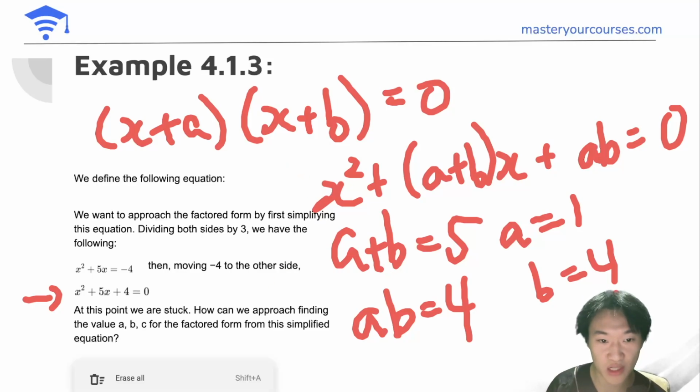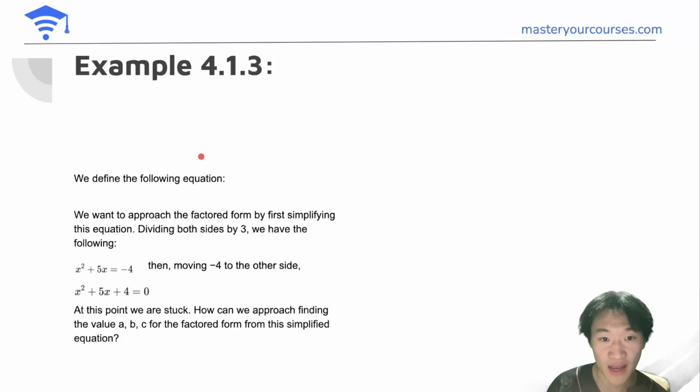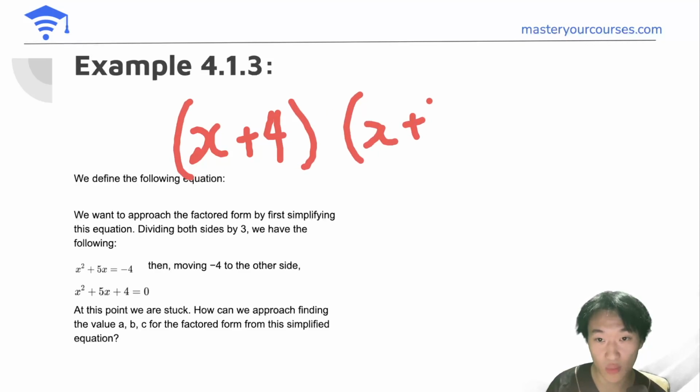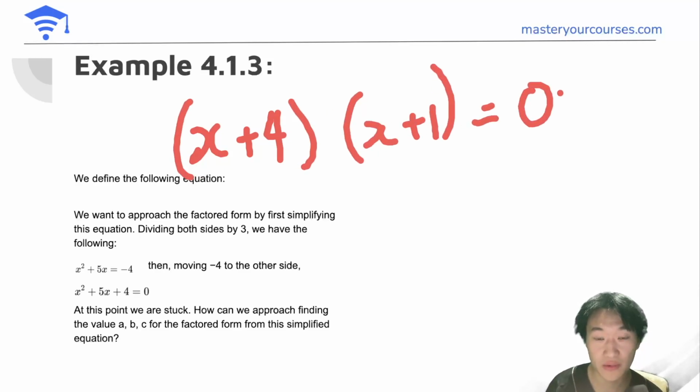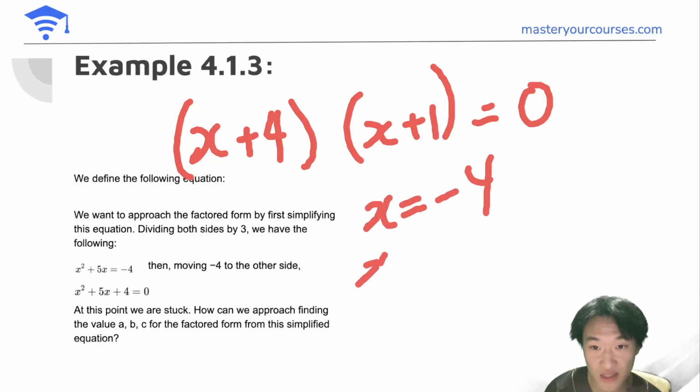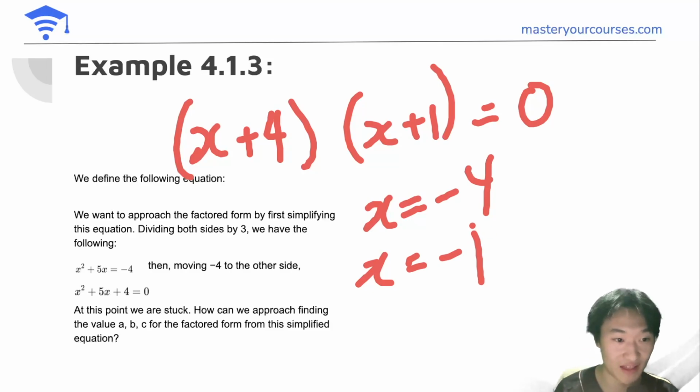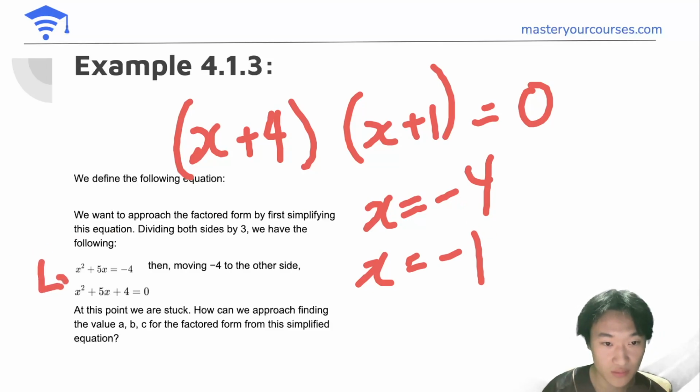So you can actually rewrite x squared plus 5x plus 4 as (x plus 4)(x plus 1) equal to 0. Now that you're given this form, we can find the solution to x. That was from the previous example. x is equal to negative 4 and x is equal to negative 1. These two are the valid solutions to this equation right here.